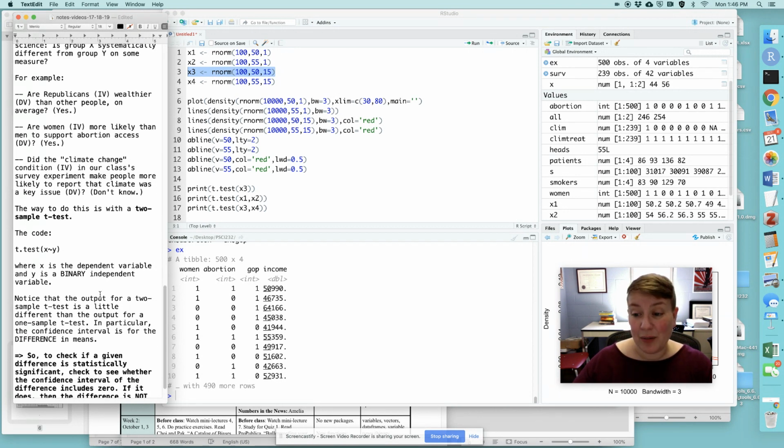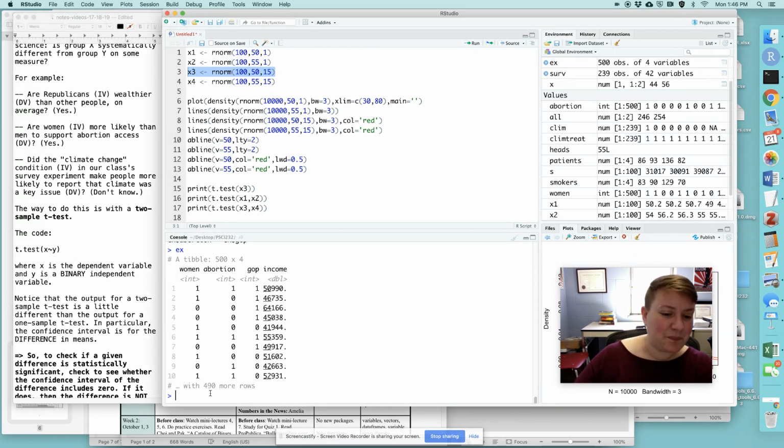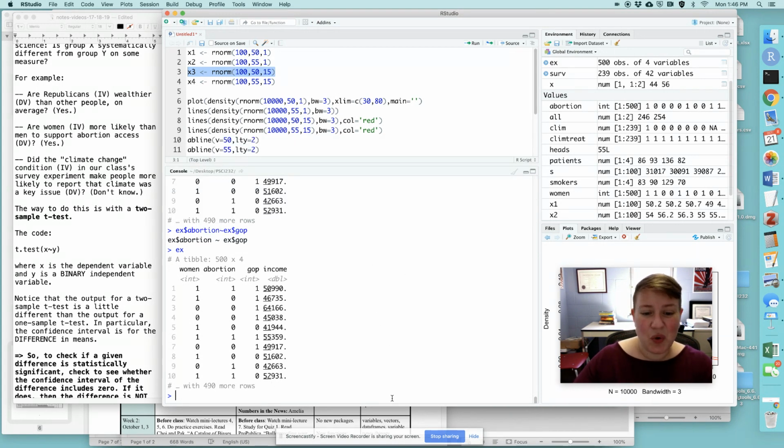X is the dependent variable, that is the measure on which we're comparing means. And y is, and this is important, a binary independent variable. So Republican or not, binary independent variable. Woman or not, binary independent variable. Did they receive the climate change condition or not in our survey experiment? Binary independent variable.